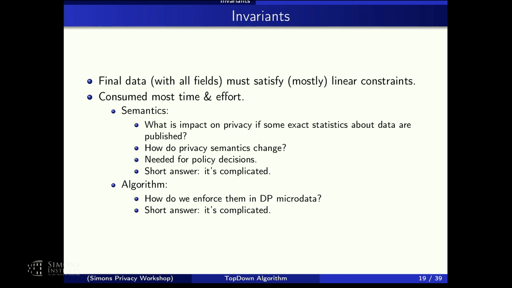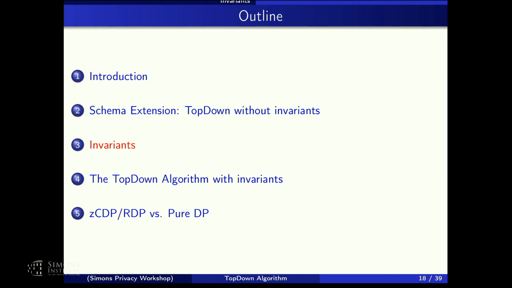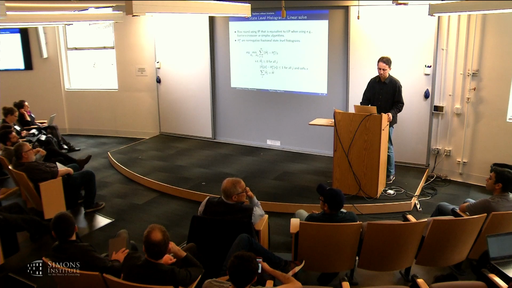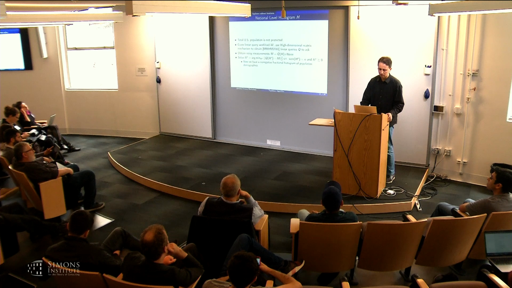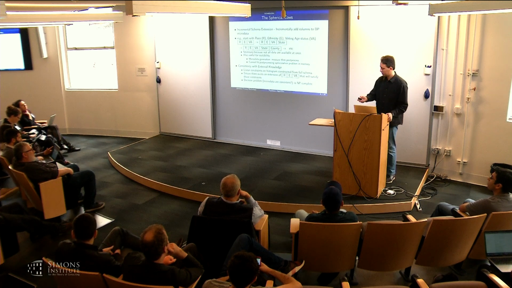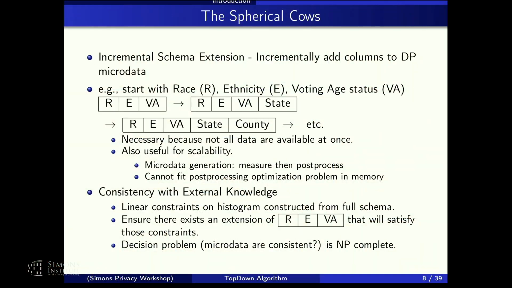Sorry, can I just ask a question on the previous one? When you talk about the histograms there, you start off with all those other columns, all of them at the very start, like the ethnicity and the race and the voting age. Is that right? This is roughly what we started with. Okay. And then we added the states, counties.